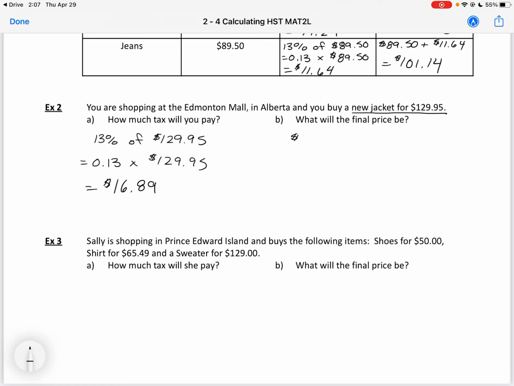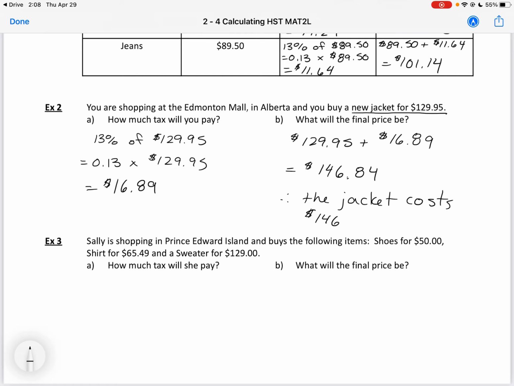In order to find my final price, I'm going to take the sticker price of my jacket and I'm going to add my HST to get the total cost. So $129.95 plus $16.89 gives me a total of $146.84 for the jacket.